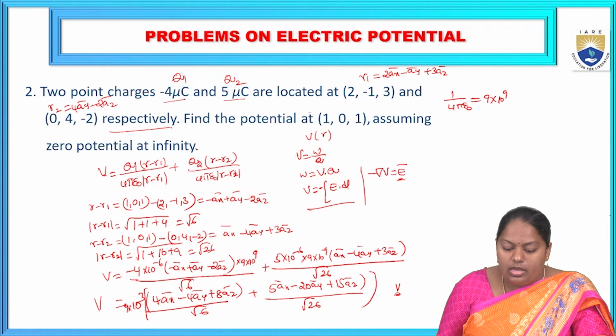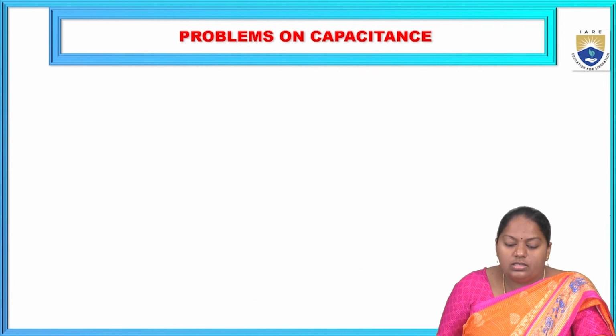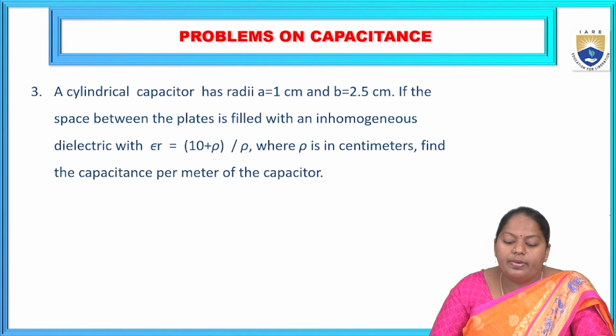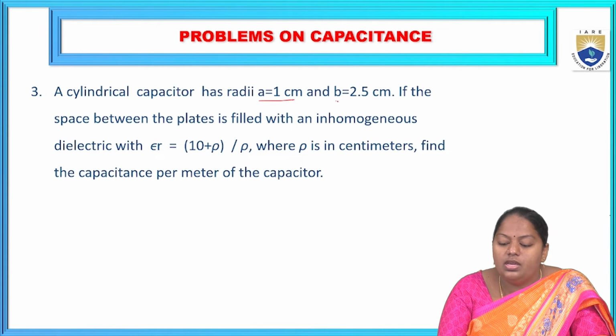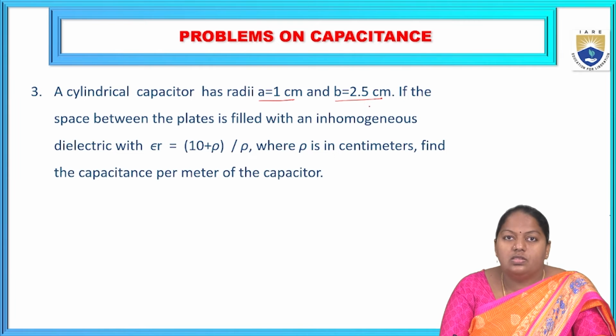Okay, so then next, a cylindrical capacitor has radius A equal to 1 centimeter and B equal to 2.5 centimeter.